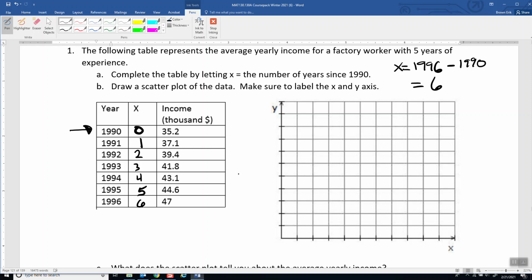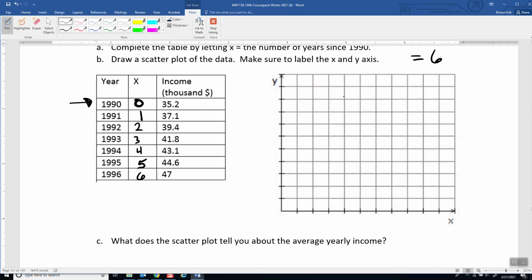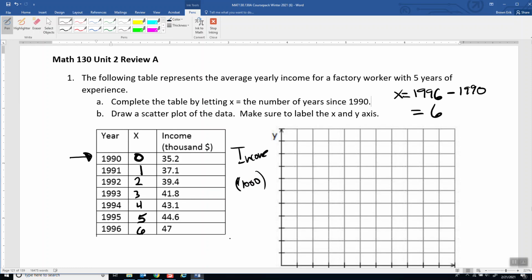So then we're supposed to draw the scatter plot. And really, we should be labeling the x and y axes, right? So the x-axis would be labeled as years since 1990, and the y-axis would be income. And then we should note that it's in thousands of dollars. So these factory workers in 1990 were not making $35.2 a year, because this is average yearly income. They're making $35,200 a year.